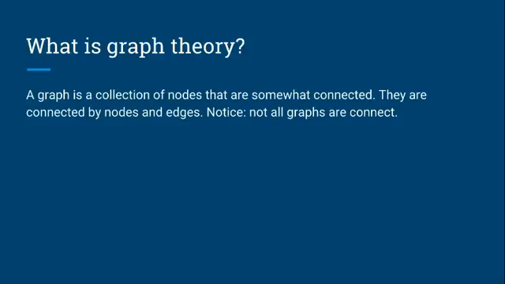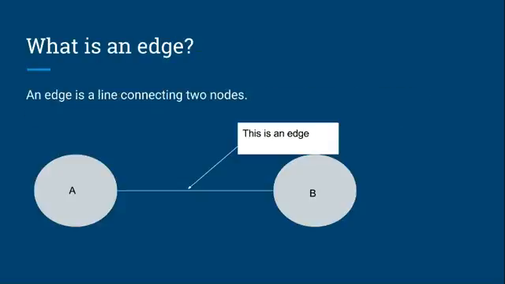Well, a graph is a collection of nodes that are somewhat connected. They are connected by edges. Notice not all graphs are connected. I'll explain what I mean by connected graphs. It works a lot like NFAs and finite state machines. You have two nodes connected by an edge. So you can send information from node A to node B.